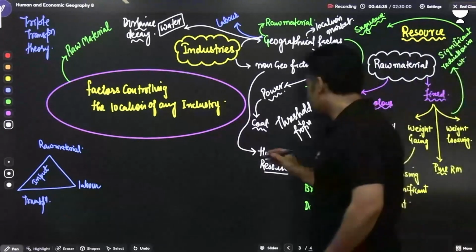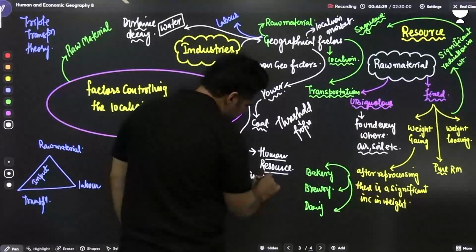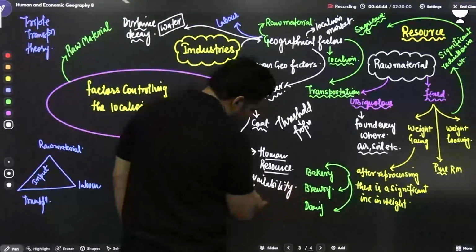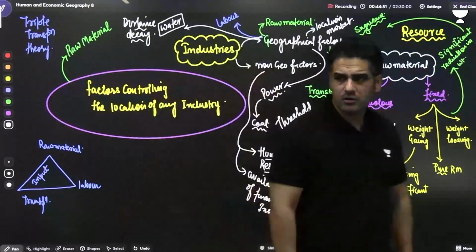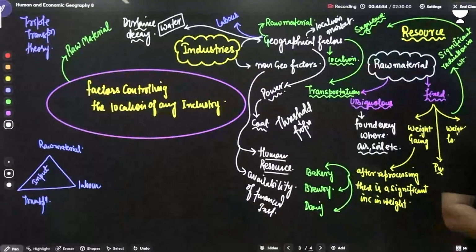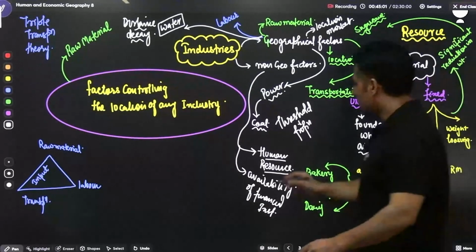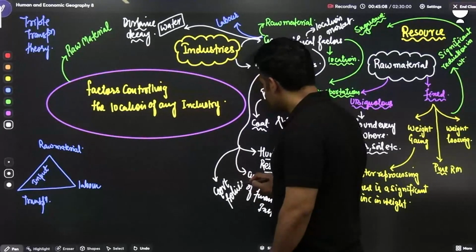After that, if you talk about another part, availability of financial institutes. Can I say credit and all? For any industry to run, what is required? Money. So banks, financial institutes, they should be in nearby areas. And then it is government policies.